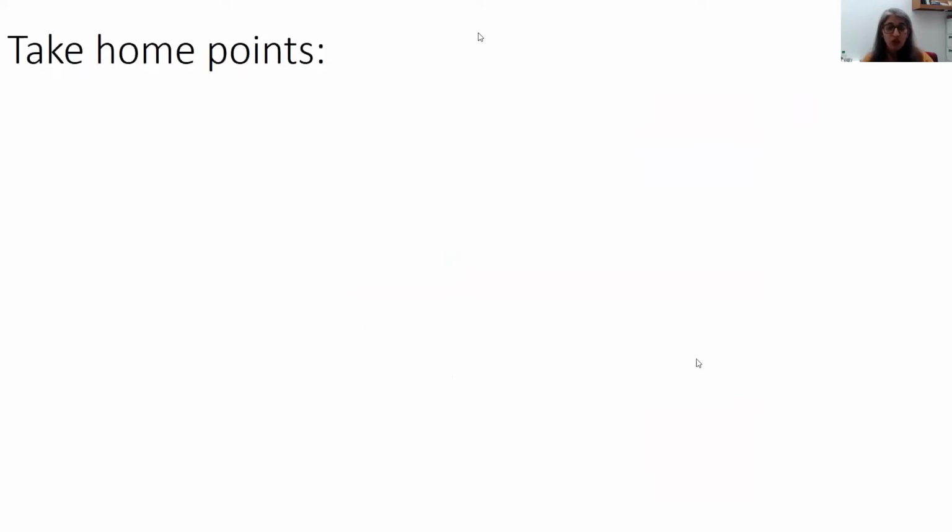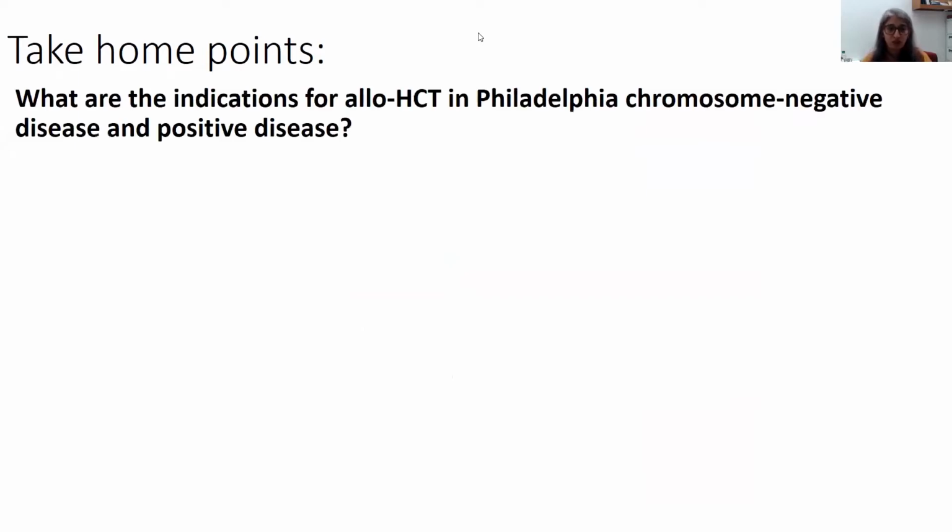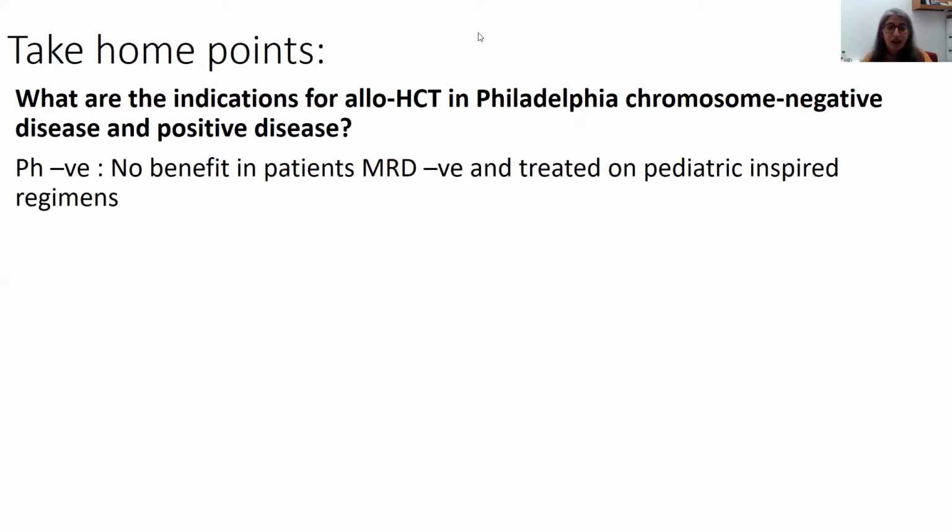So the take home points. I'm going to try and answer some of the questions that I raised earlier in my talk. And these are just my analysis and my interpretation, and we're happy to discuss it in the question and answer session. With regards to the indications for the allo stem cell transplant in chromosome negative and positive disease, what is very clear in my mind is that patients who are Philadelphia negative and who are MRD negative, and you treat them on a pediatric inspired protocol, these are the patients who will benefit from chemotherapy alone. And allogeneic stem cell transplant is left for a later date if needed.